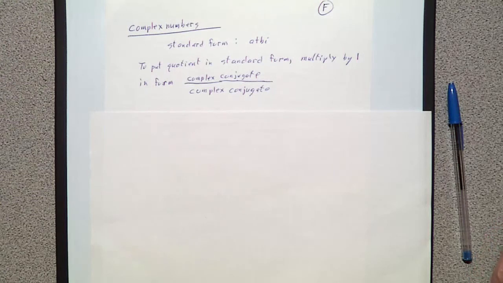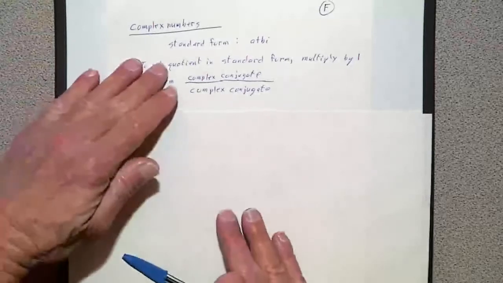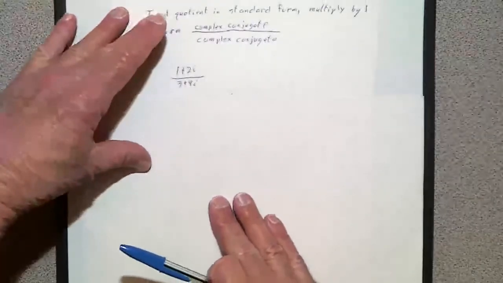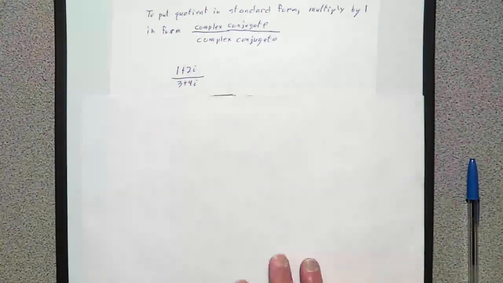Well, to put a quotient in standard form, you multiply by 1 in the form of something over itself, and that something is the complex conjugate. So let's say you're given this complex number, 1 plus 2i over 3 plus 4i, and asked to put it into standard form.